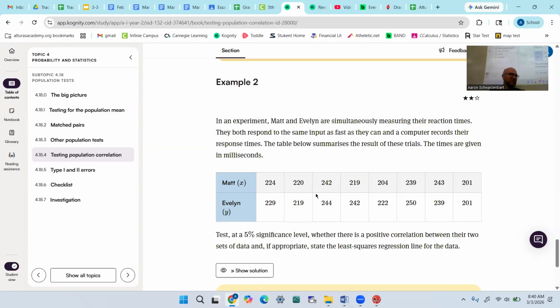So different stimuli checking their response times. And we're seeing if they're correlated and the stimuli matters, or if the response time is just kind of random. It doesn't matter what the stimuli is. So go ahead and enter this data.